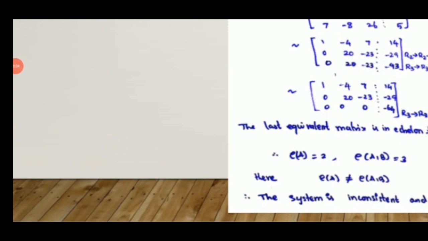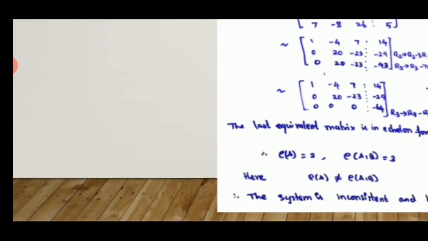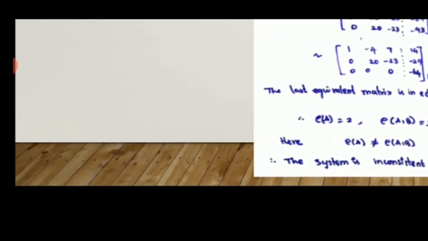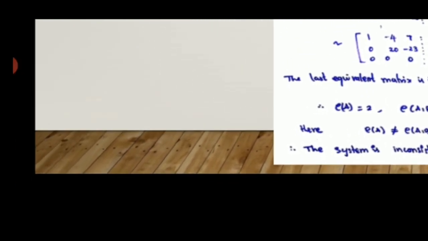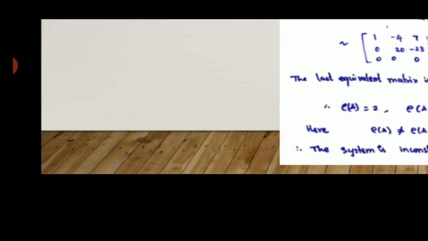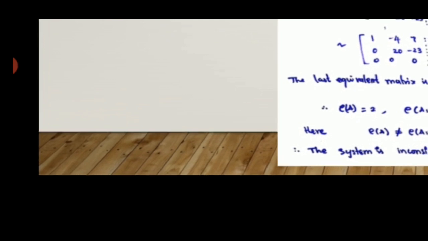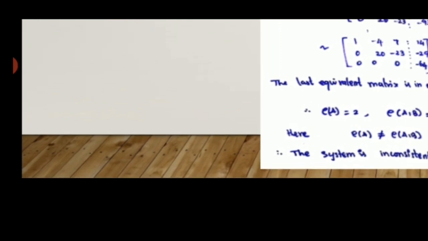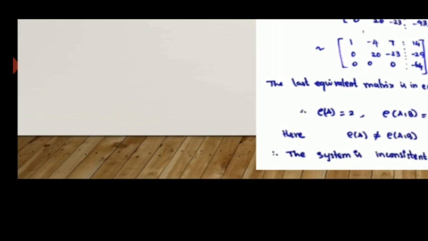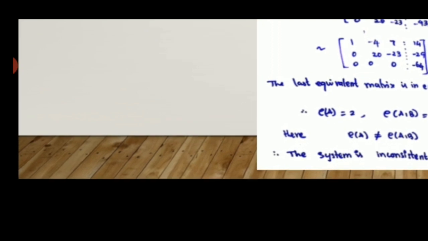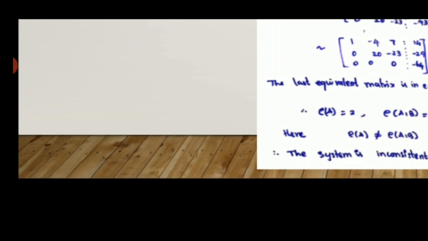So now we have to find the rank of A and the rank of A comma B. In the last equivalent matrix, I am going to hide the B matrix now, you can see. In this A matrix we have 2 rows with non-zero entries, so therefore rank of A is 2. Now include the B matrix also. So now the rank of A comma B you are going to calculate. In the AB matrix you see we have all 3 rows with non-zero entries.